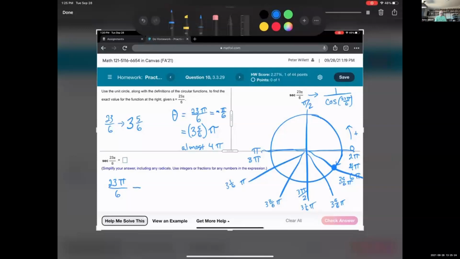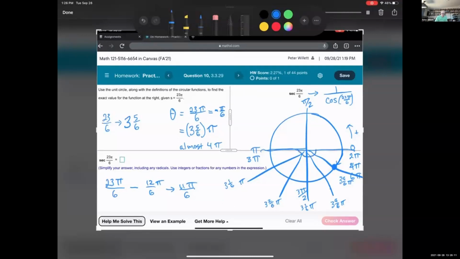And if I do that in terms of 6, 2 pi is the same as 12 over 6 pi, because 12 over 6 is 2. And then that would give me 11 pi over 6. And so then if I go 6 over 6 pi, that's to pi, and then 5 more, I end up in the same place that I am here. But here, 11 pi over 6 is the angle that's within one rotation instead of having to go around more than once.